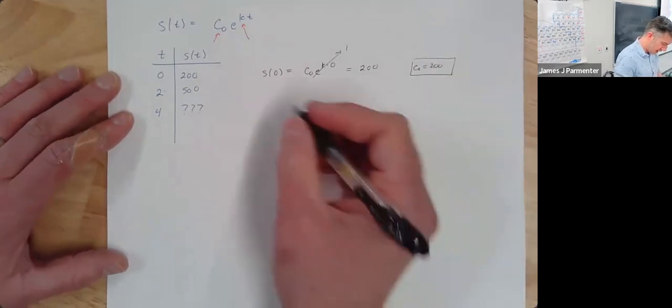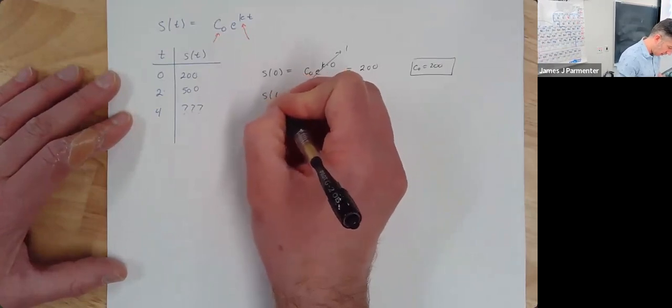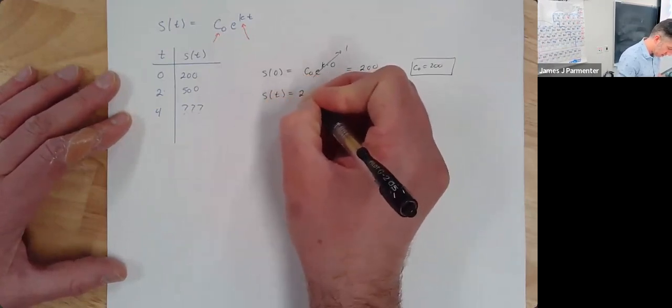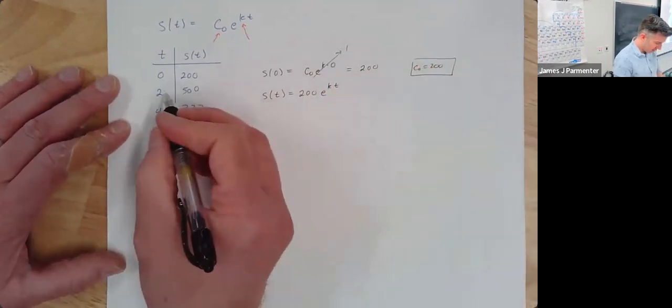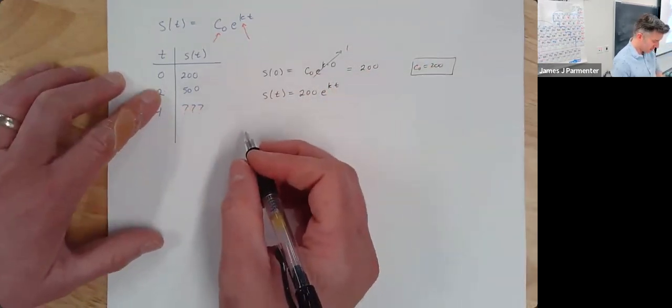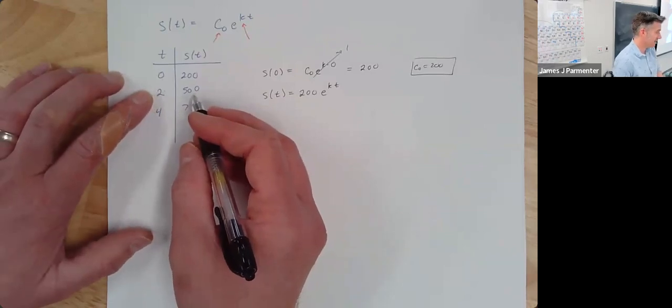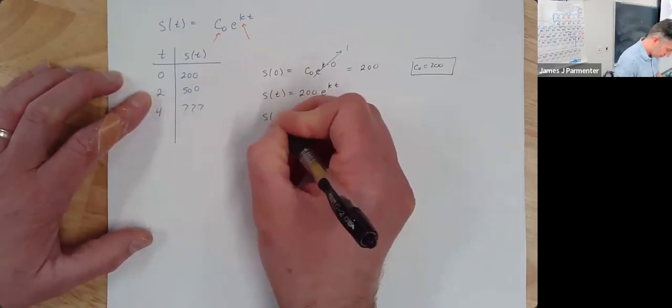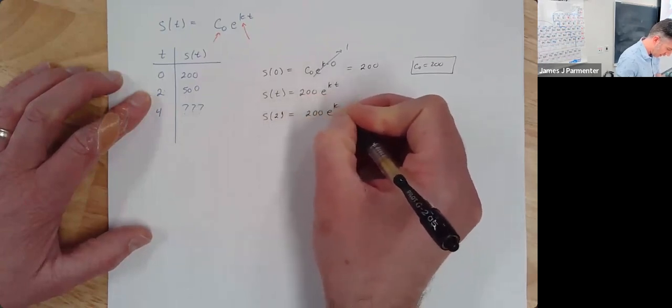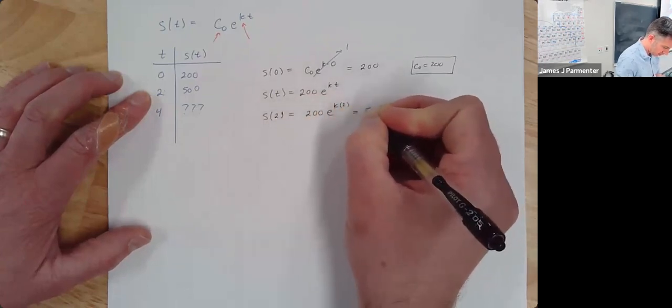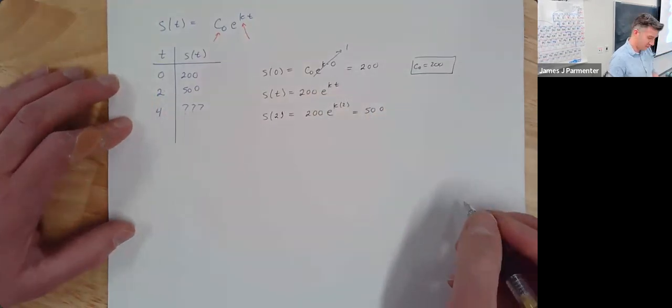And then we're going to use that and say, okay, our updated model is S of t equals 200 e to the K times t. And then we're going to use the other data point where t is 2 and s is 500 to find what k is. So I'm going to say that S of 2 is equal to 200 e to the K times 2, but it's also equal to 500. And then we're going to solve for K.